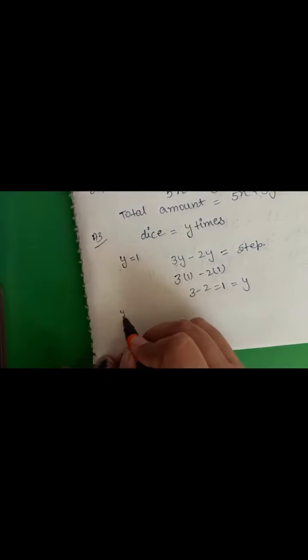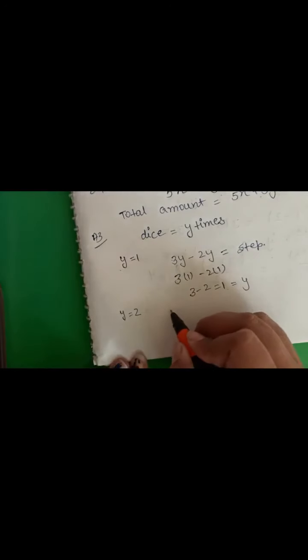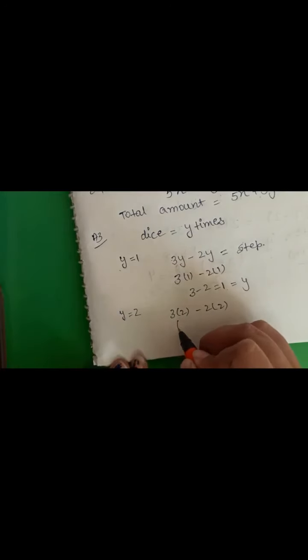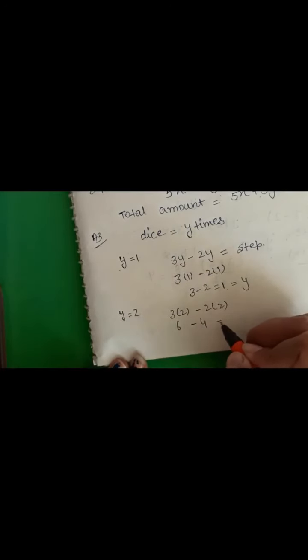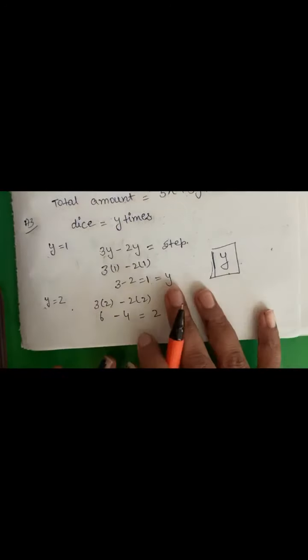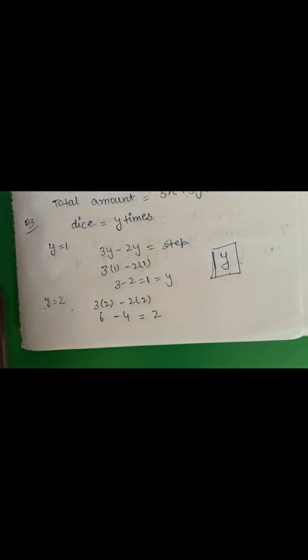If it comes 2, then 3 times 2 minus 2 times 2, 3 twos are 6 minus 2 twos are 4, which is again equal to y. So what comes here? Here comes just the number of steps equal to the number of dice rolls. So the value here comes equal to y. If you want to remember, you can write these steps also.